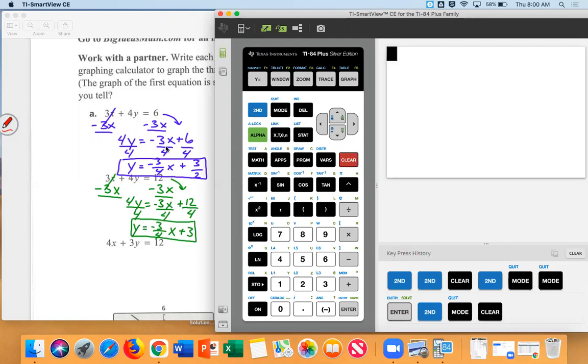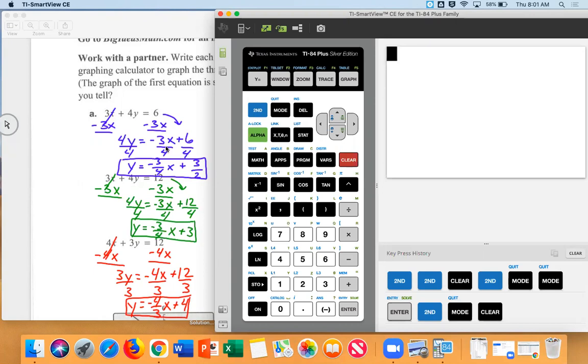All right. And then here, with the last one, we're going to go ahead and subtract 4x from both sides. That gives me 3y equals negative 4x plus 12. Divide by 3. And that gives me y equals negative 4/3 x plus 4.